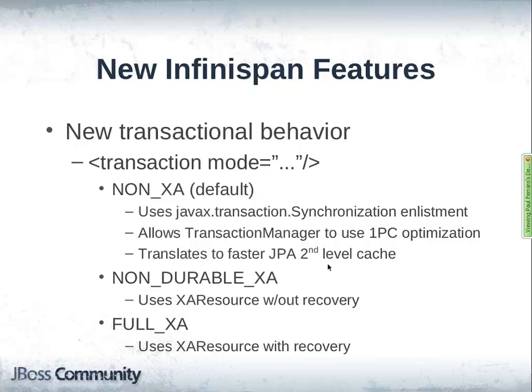So in Infinispan 5, there's some new transactional behavior. Infinispan is a transactional cache, which in 4.2 meant that it registered its own XA resource with the transaction manager. That meant that if you had an Infinispan cache involved in a transaction that, say, also included a database, you were forced to then use a two-phase commit, and Infinispan would then participate.